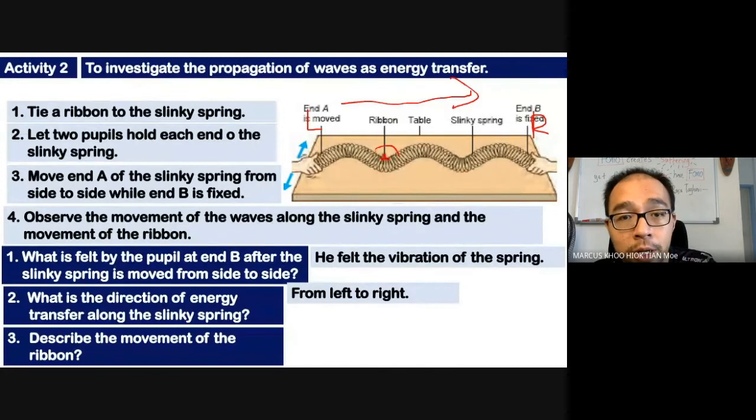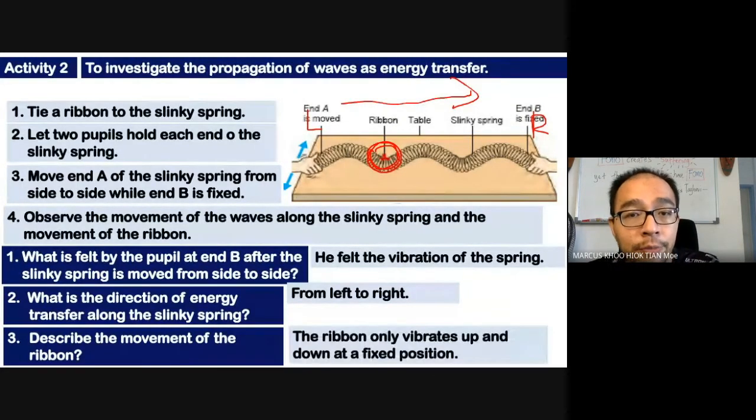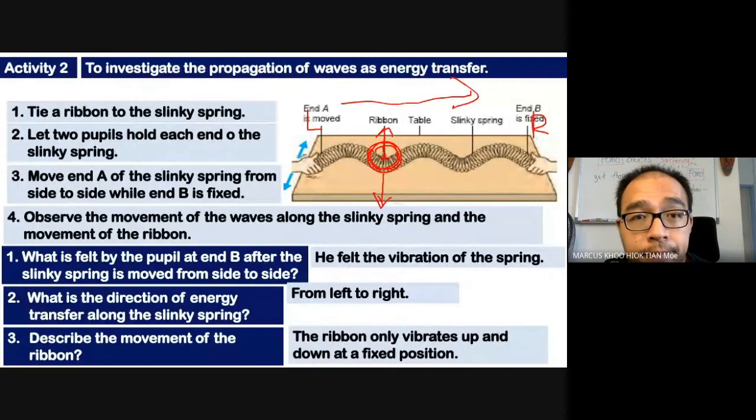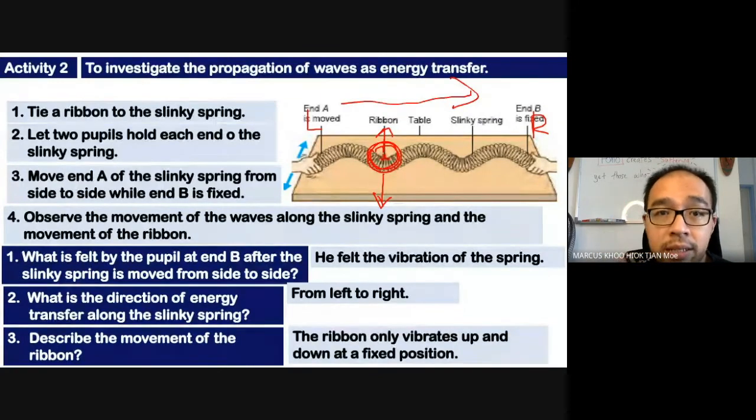But the movement of this ribbon, the ribbon only vibrates up and down at a fixed position. So you find that the ribbon doesn't move, because it is stuck to the slinky over there, obviously. But this is a perfect example for us to show that waves transfer energy without transferring matter.